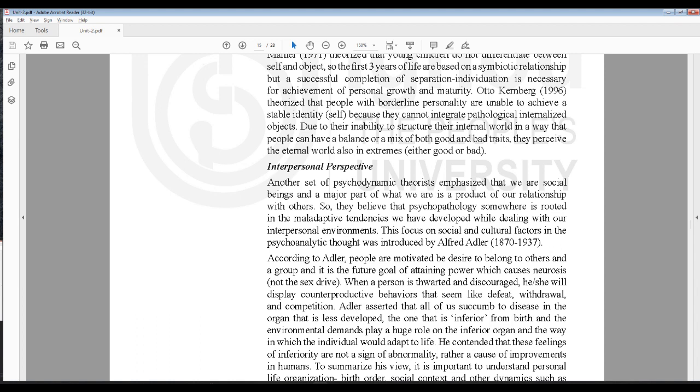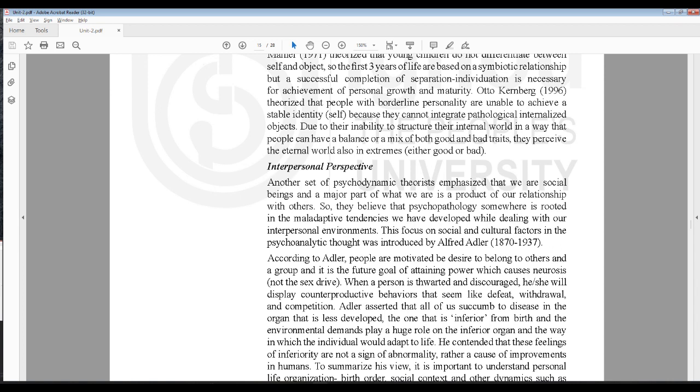Interpersonal perspective. Another set of psychodynamic theorists emphasized that we are social beings and a major part of what we are is a product of our relationship with others. So, they believe that psychopathology is rooted in the maladaptive tendencies we have developed while dealing with our interpersonal environments. This focus on social and cultural factors in psychoanalytic thought was introduced by Alfred Adler, 1870–1937. According to Adler, people are motivated by the desire to belong to others and a group, and it is the future goal of attaining power which causes neurosis, not the sex drive.